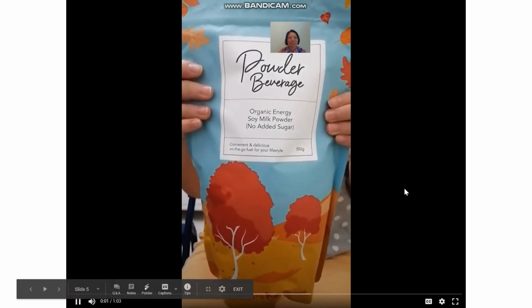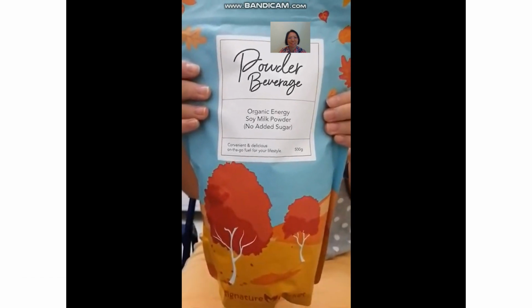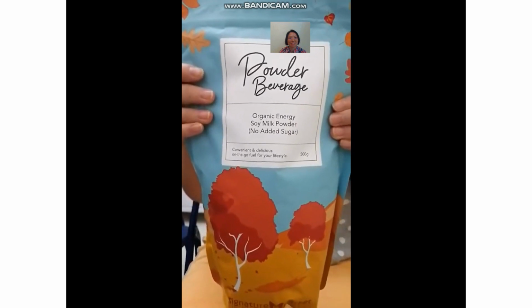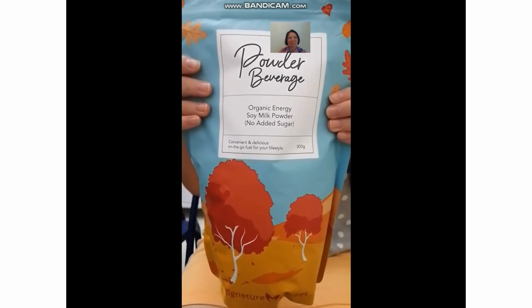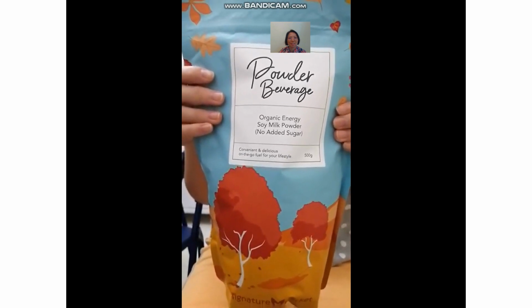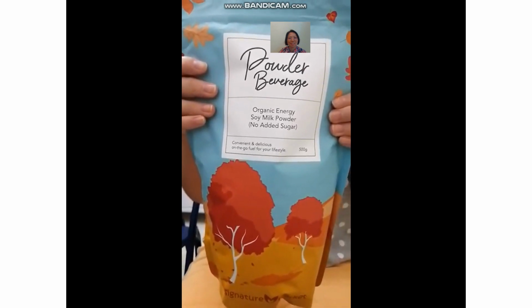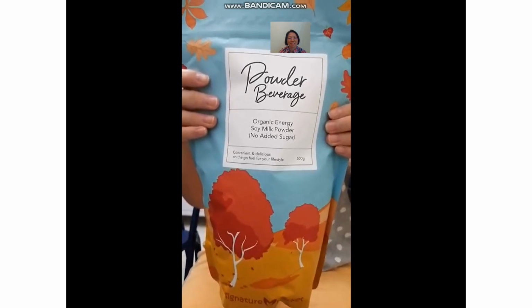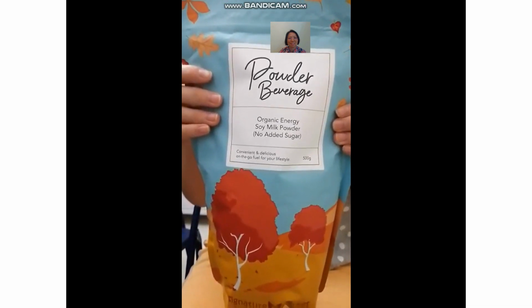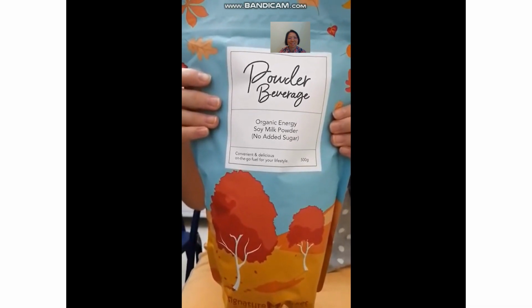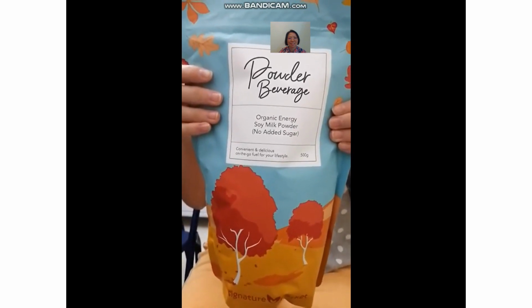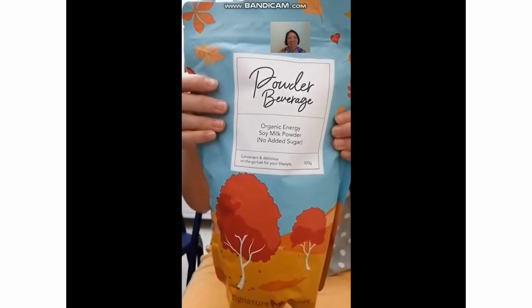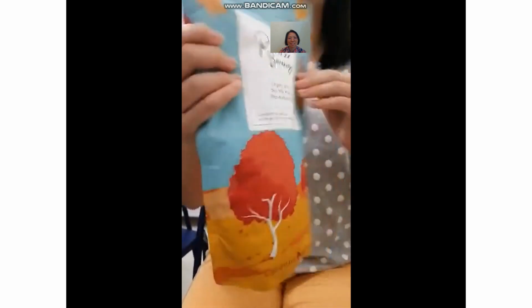What is the name of the food? The name of the food is powder beverage. It is an organic energy soy milk powder with no added sugar. Where did you buy the food? I bought the food online. Why do you like the food? I like the food because it is a healthy beverage that gives me energy for the whole day. It is delicious too. What is its serving size? Its serving size is 30 grams.